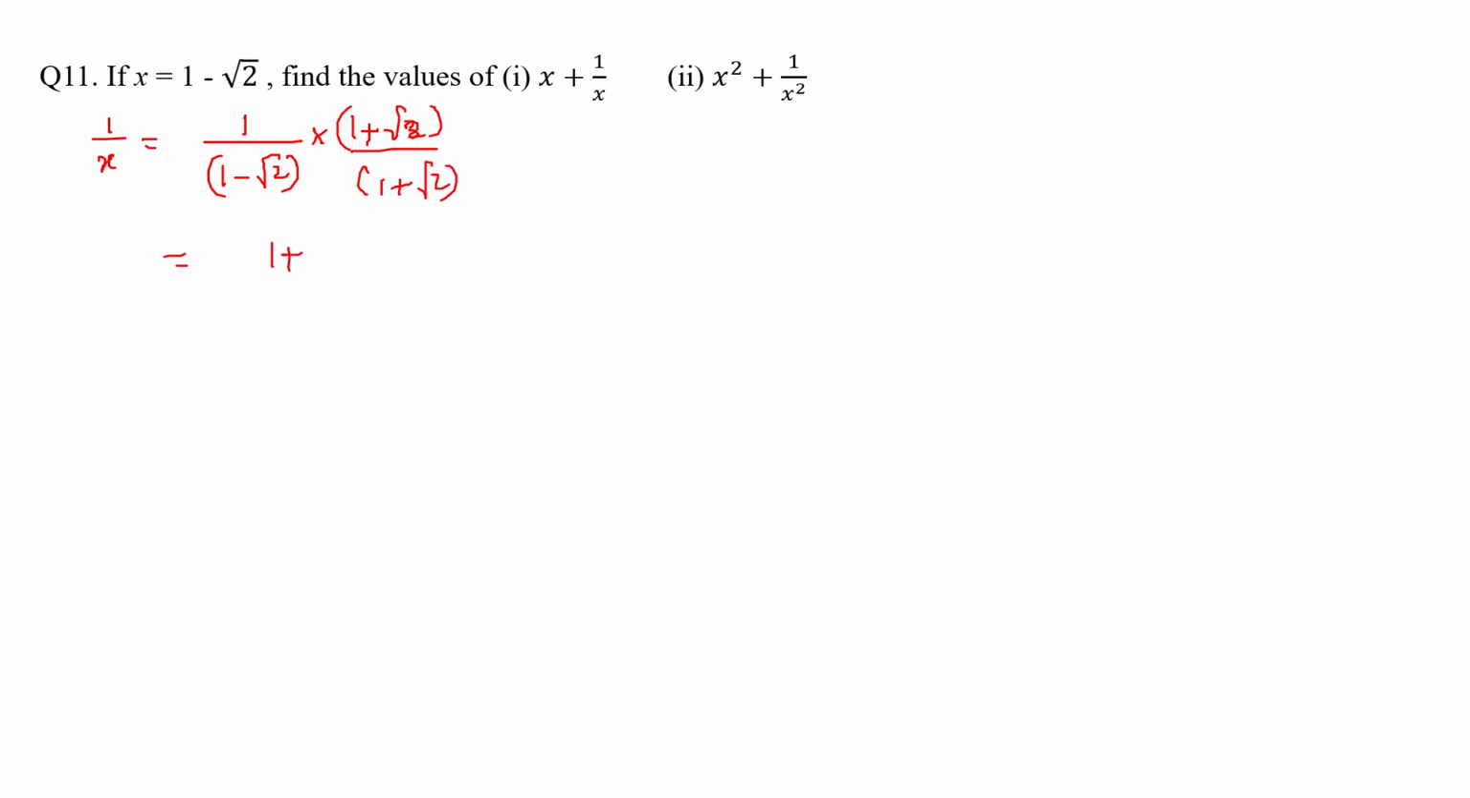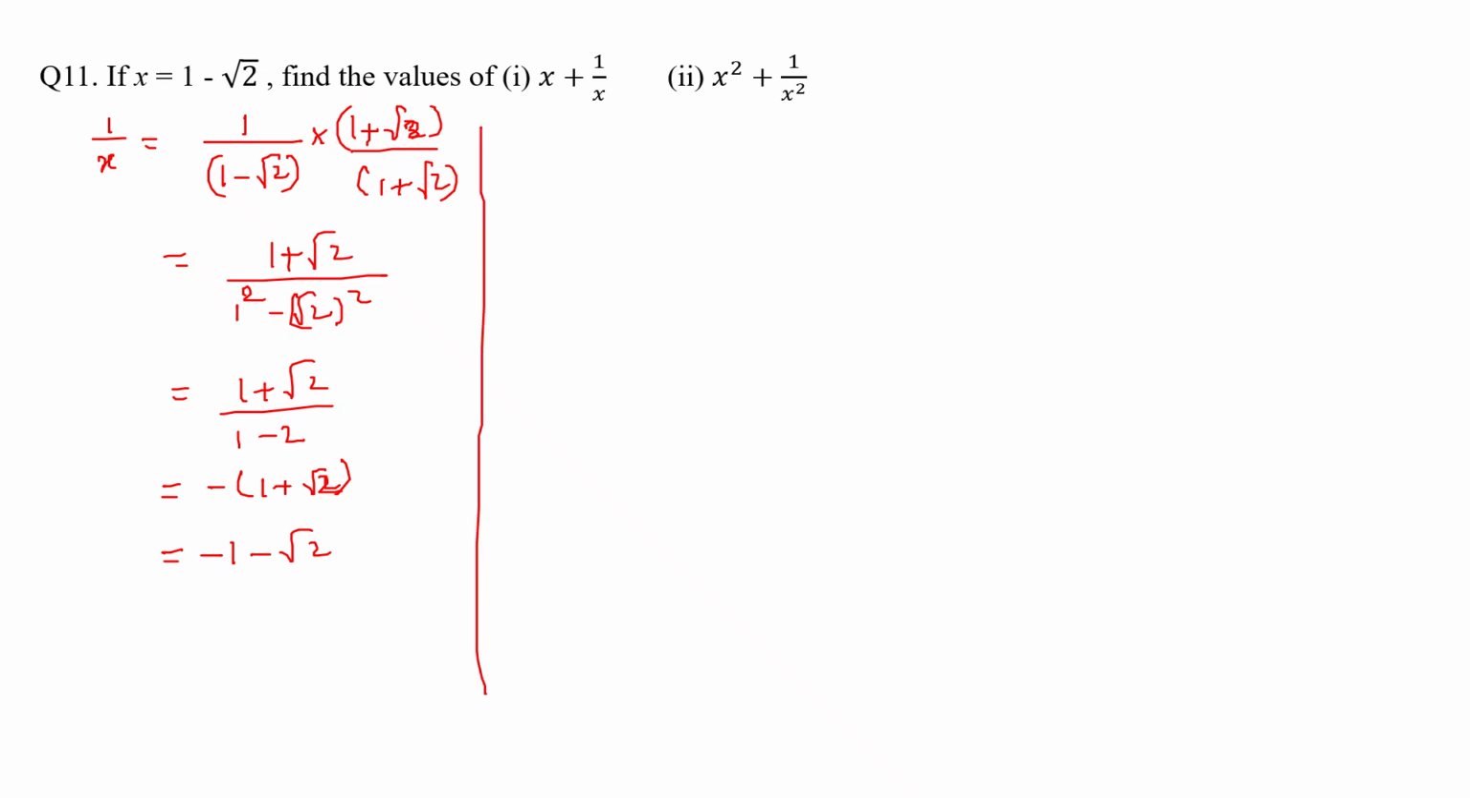So I will get (1 plus √2) by, now denominator is a minus b, a plus b form. So it will be 1 square minus √2 whole square. So it is (1 plus √2) divided by (1 minus 2). So 1 minus 2 is minus 1. So it will become minus of (1 plus √2). From the denominator, that minus 1, I have put it in the numerator. And this further can be written as minus 1 minus √2.